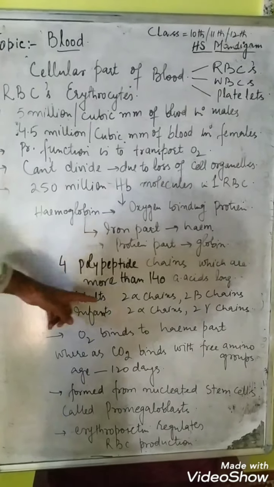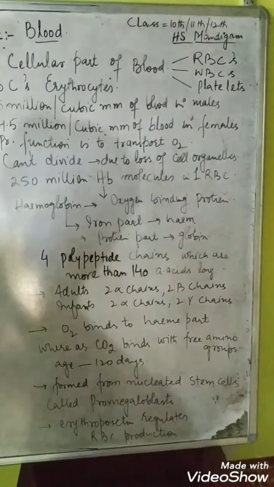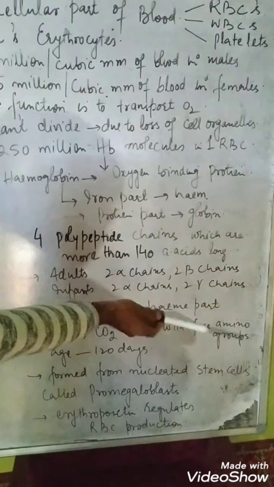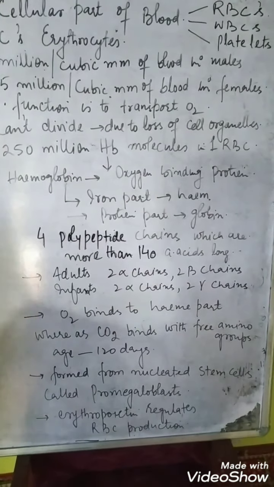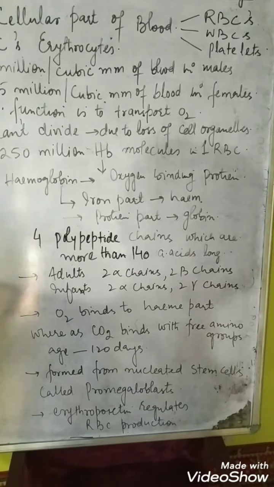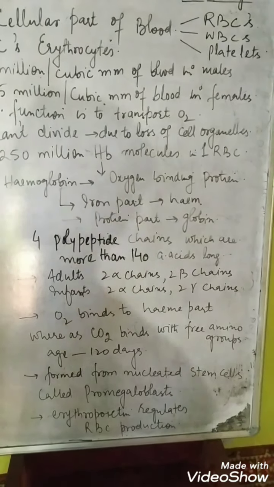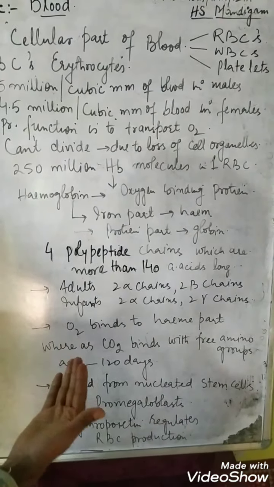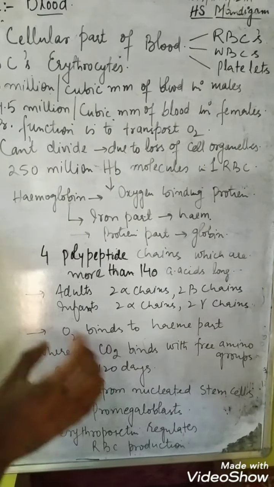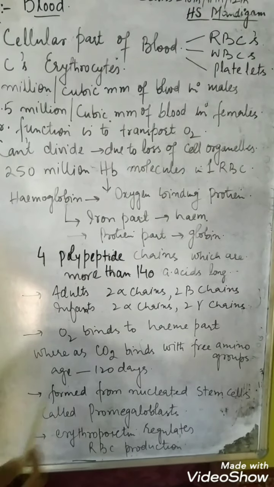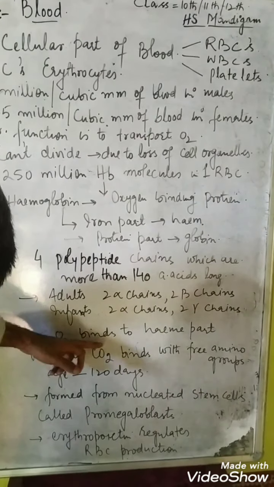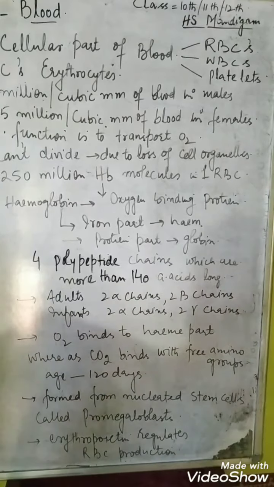In adults, there are 2 alpha chains and 2 beta chains, but in infants, there are 2 alpha chains and 2 gamma chains. Later on, these 2 gamma chains get converted into 2 beta chains once the infant grows into an adult. Now, the oxygen carried by the hemoglobin gets bound to the heme part of the hemoglobin. But here you have to remember that there is a difference between the binding of oxygen and carbon dioxide. Carbon dioxide binds with the free amino groups of the hemoglobin, but oxygen binds with the heme part or the iron part of the hemoglobin.